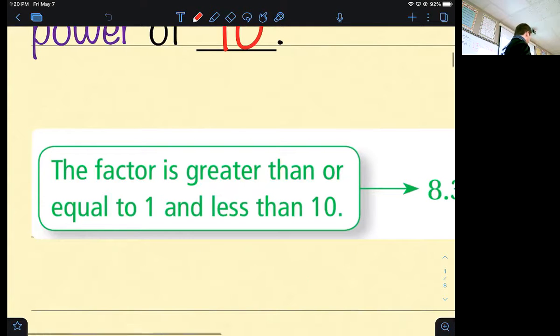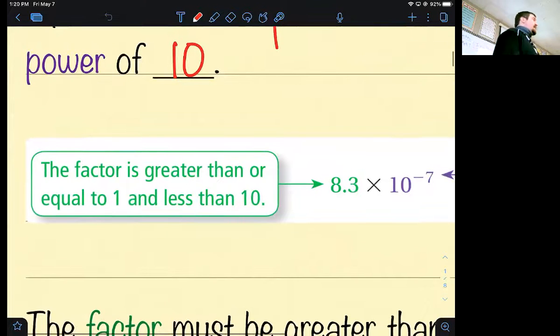Okay? Like 8.3. I can't make that be 83. That's too big. I can't have it be 0.83. It's got to be 8.3. There has to be one number in front of the decimal point. So it can be between 1 and 10, but it has to be less than 10. It can be equal to 1, but not equal to 10.